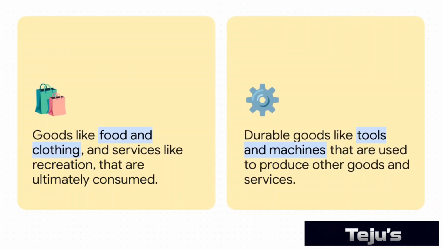Now, these final goods really come in two main flavors. First, you've got your consumption goods. This is the stuff we all buy and use up, like groceries, a new pair of shoes, or a ticket to a concert. But then you have capital goods. These are also final goods, but instead of using them up, we use them to make other stuff. We're talking about things like a tractor for a farm or a big piece of machinery in a factory. They are the tools of the economy.